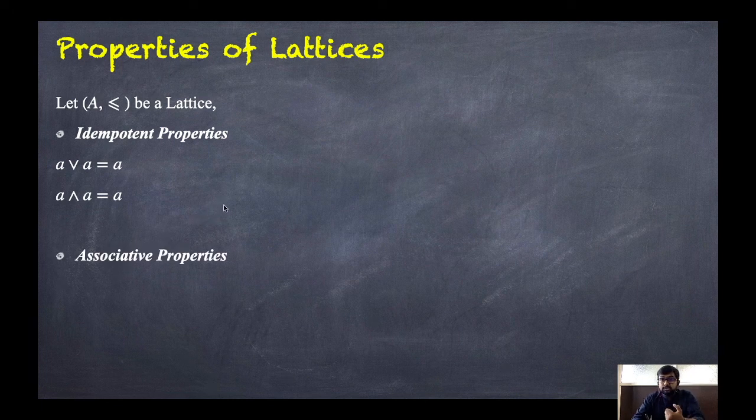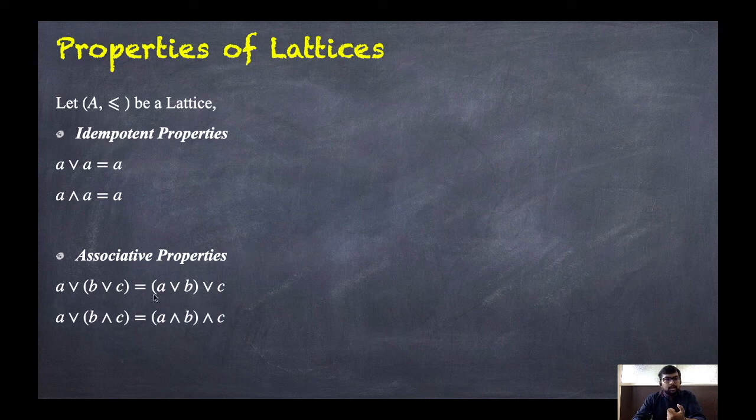Next, the associative properties. That means the associative law has to hold. That is, A ∨ (B ∨ C) equals (A ∨ B) ∨ C. And next, A ∧ (B ∧ C) equals (A ∧ B) ∧ C. So that means there has to be the associative law.